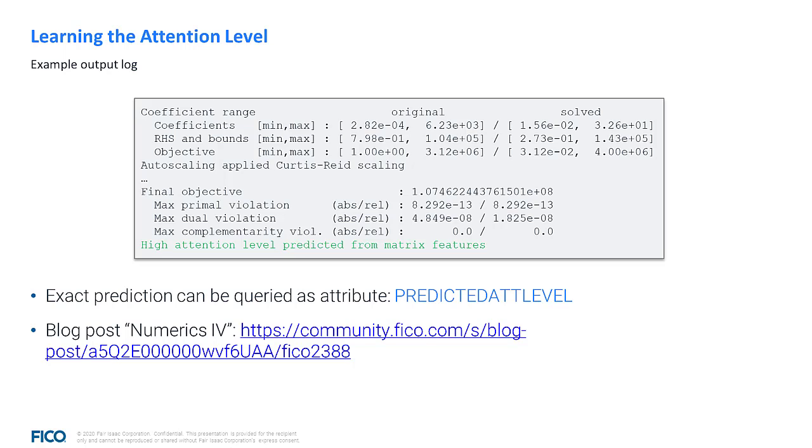And this is how it would now look in the log. After the root LP solve statistics, we might get a warning about a large predicted attention level. The prediction is run by default. If you do not see this line in your log, then the prediction was that no numeric issues are expected. And as we saw in the previous slide, this is probably correct. Let's hope that this is one of the features you will never see in action, meaning that all your models solve nice and stable. Of course, you can also query the exact prediction value as an attribute. There's also a recent blog post on this feature, which you can find on our community website.